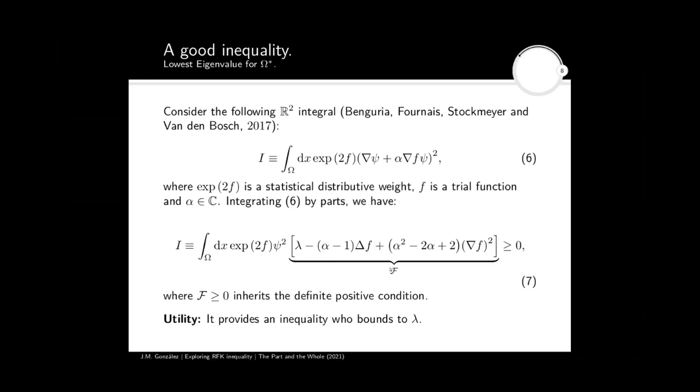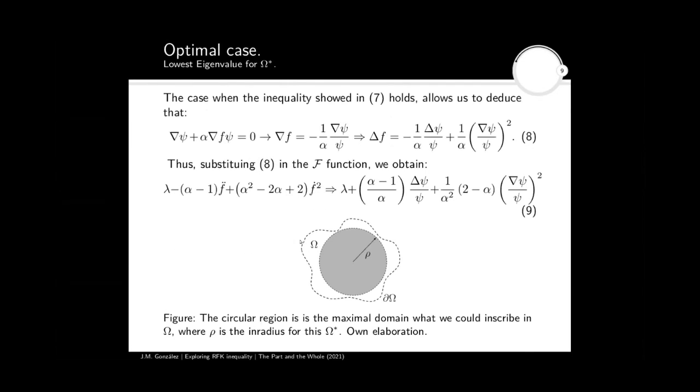This function, calligraphic f, will provide us with an inequality whose lambda could be bounded. I mean, this function inherits this condition, so we can pose some conditions on this eigenvalue to bound it. Since we are interested in the lowest eigenvalue, we can take advantage of the inequality obtained in 7 held at equality. This allows us to deduce 8, and then replacing into the calligraphic f definition, we get 9, providing a relation between lambda and known quantities.